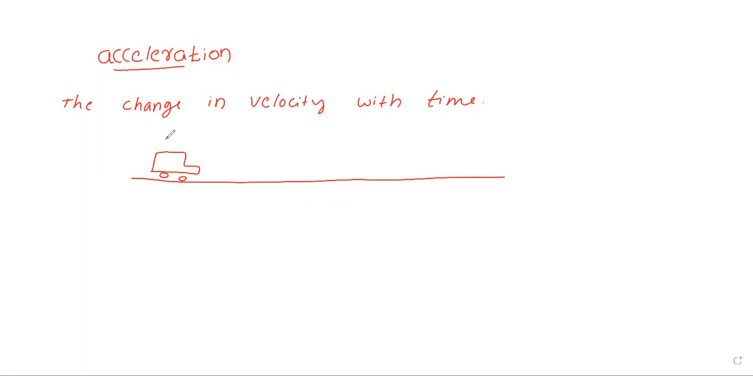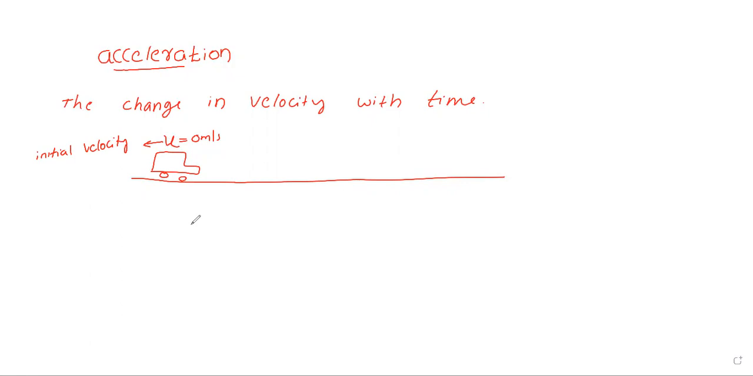So what is the velocity? That is, the initial velocity equal to 0 meter per second. Why? Initially it was at rest. That's why the initial velocity u equal to 0 meter per second. So what is u? U is the initial velocity.